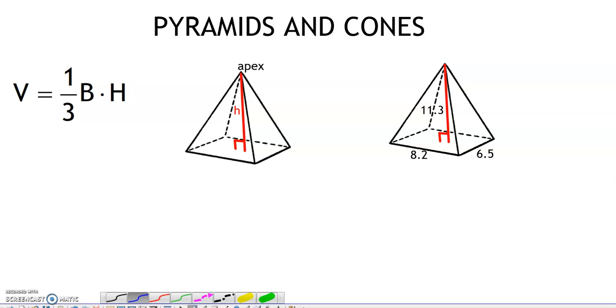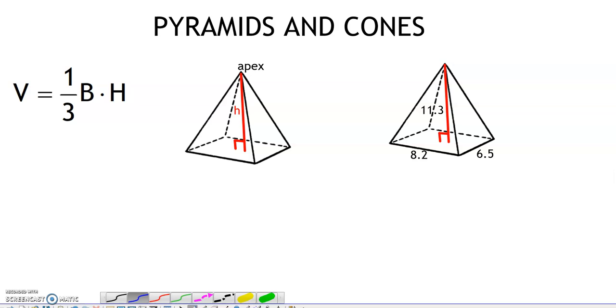Another figure is a pyramid. A pyramid is a three-dimensional figure with a polygon on the bottom, called the base, and the sides come to a point called the apex. A pyramid can have a square base, or a rectangular base, or a triangular base. Basically, any polygon can be the base of a pyramid.